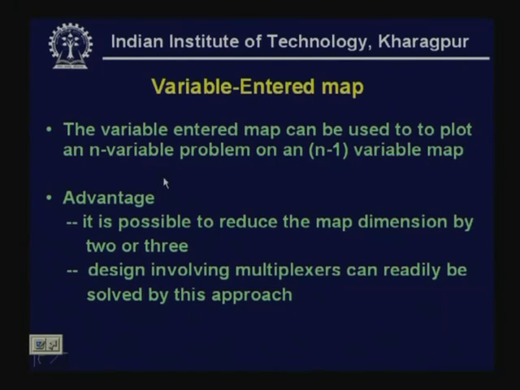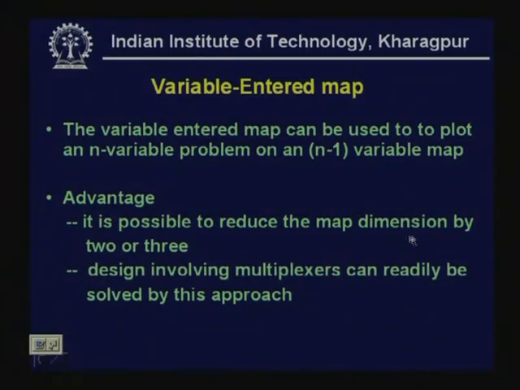Now, for larger n, when n is a very big number, this is not a good choice to reduce the function by a K-map. Then the variable entered map can be used to plot an n variable problem on an n minus 1 variable map. So, if we write a program, then always for a large value of n, we can reduce the map to some reduced variable map, and this is a very big advantage. So, it is possible to reduce the map dimension by 2 or 3. That means if n is 8, then I can reduce it from 8 to 7, then from 7 to 6, 6 to 5, like that. So, it will be very good for writing a program and for large variables.